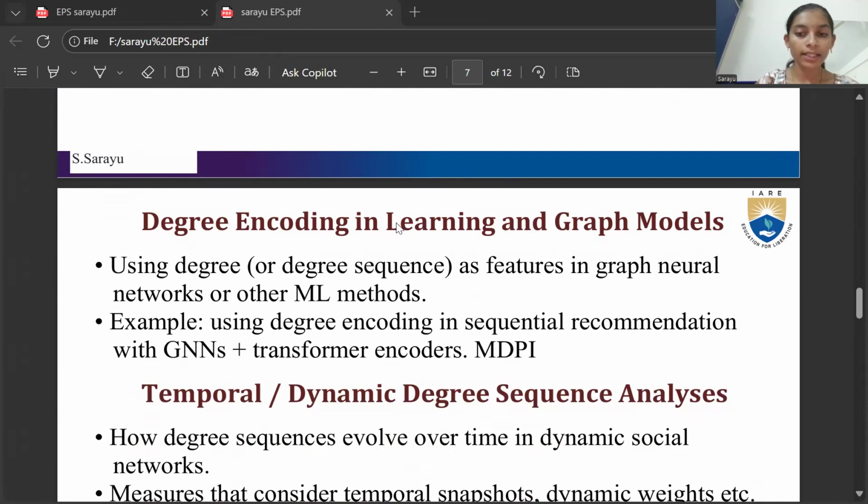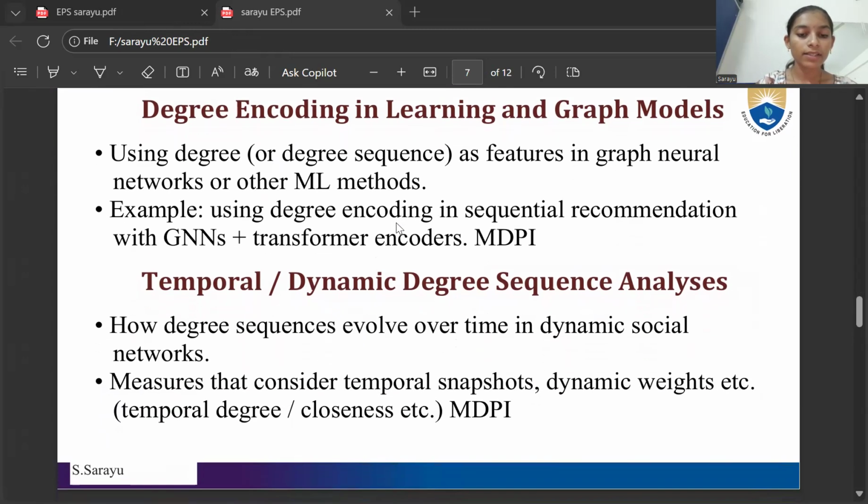Degree encoding in learning and graph models. Using degree as a feature in graph neural networks or other ML methods. For example, using degree encoding in sequential recommendation with GNNs plus transformer encoders.